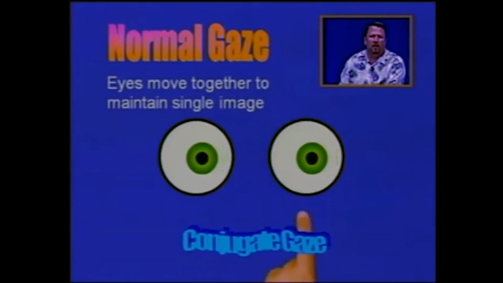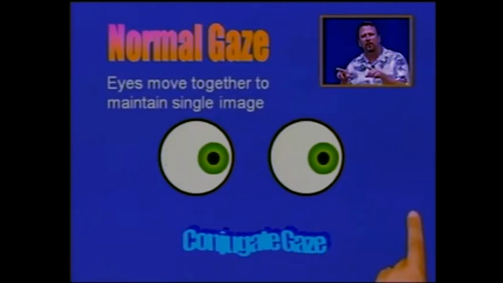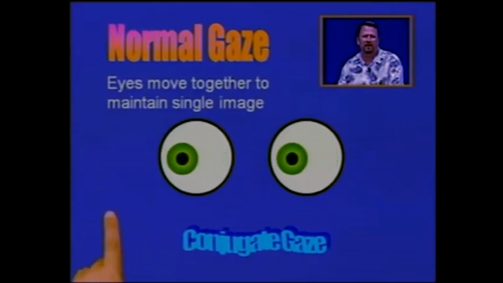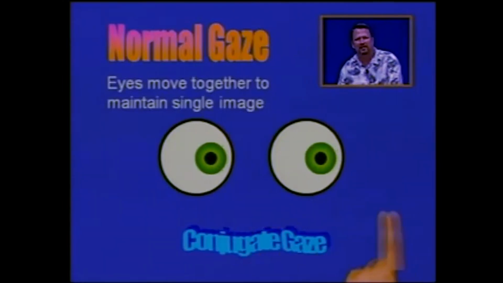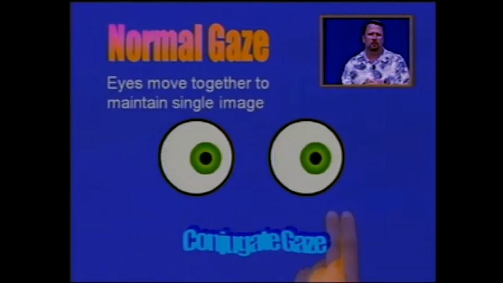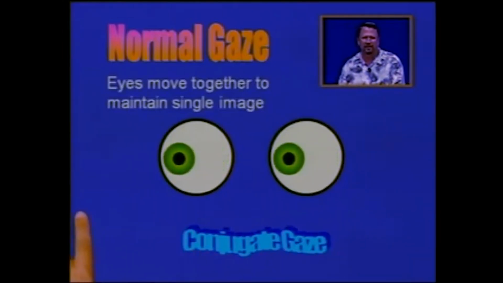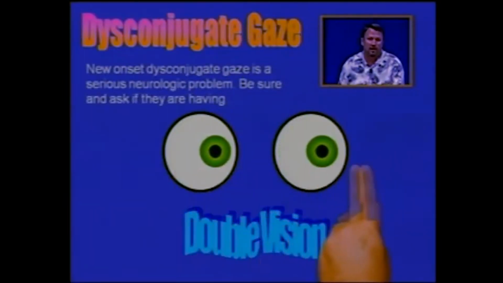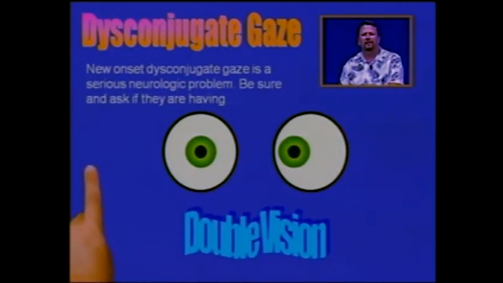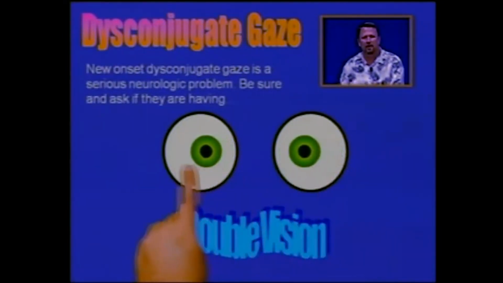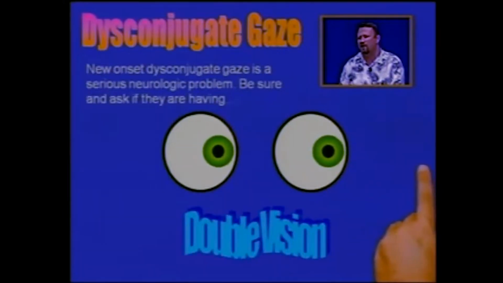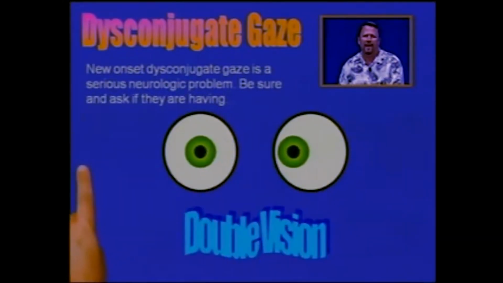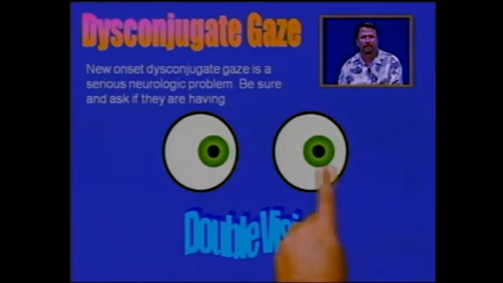So this is a normal conjugate gaze. Conjugate means yoked together, moving together. Normal gaze. Eyes that move together are going to be able to maintain a single image as they track. And so this is called a conjugate gaze system. So I showed you conjugate gaze when the eyes move together. This is dysconjugate gaze. And so new onset dysconjugate gaze can be a serious neurologic problem. So always ask if they're having double vision.